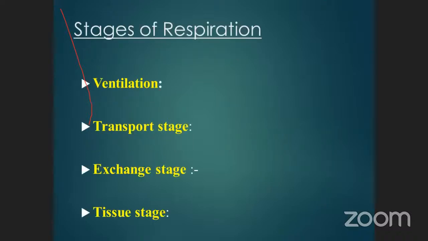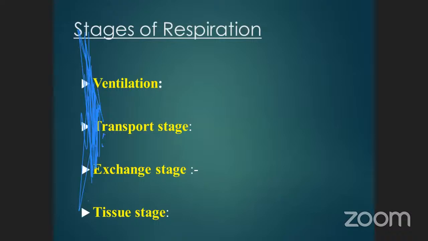Then the stages of respiration. As you know, oxygen is taken in through the nose, reaches the lungs, then travels through the blood and reaches the tissue. We have divided this into different stages. The first stage is ventilation. In ventilation, atmospheric air is collected and reaches the lung, where the deoxygenated blood is oxygenated, meaning there is an exchange of gases. That part is included under ventilation.